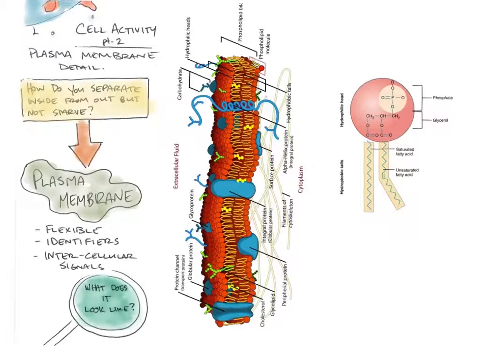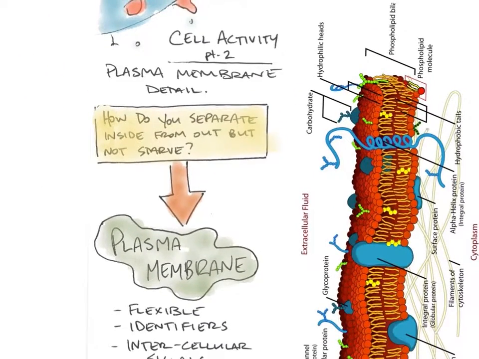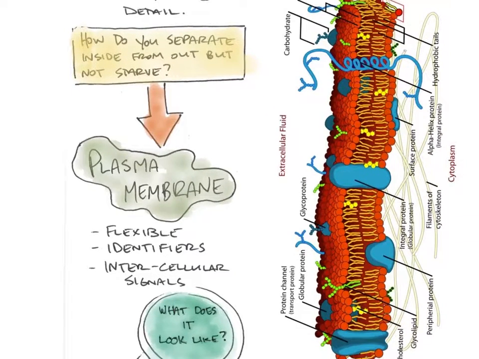It is cell activity part 2, and we're going to move now into some detail about how the cell maintains itself, really. So we're going to focus on the plasma membrane. The big question with this: how do you separate inside from the outside but don't starve? In other words, how do I keep me as me and other stuff as other stuff, but bring in what I need and get rid of what I don't need? And the answer to that is this thing called the plasma membrane or the cell membrane.